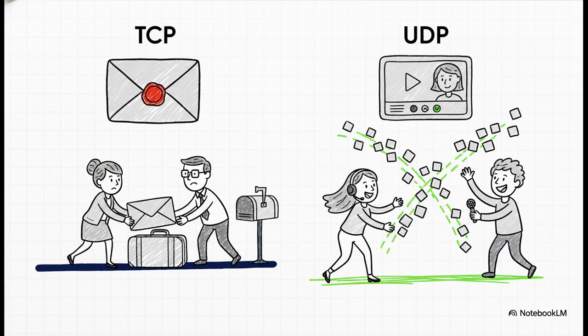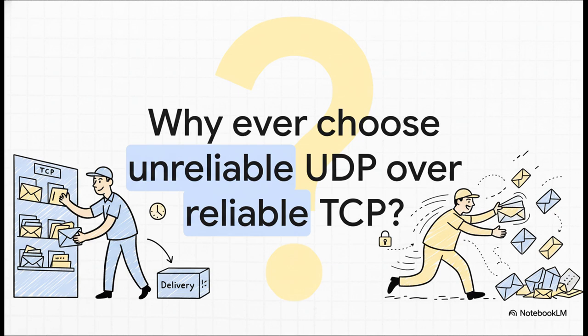You want UDP. And that really leaves us with the central question of the entire transport layer. If TCP is the reliable one, the one that guarantees delivery, why in the world would a developer ever choose the unreliable option? Well, as we've just seen, it all boils down to this fundamental trade-off between getting it perfect and getting it fast. And making that choice is what allows our modern internet to do all the amazing things it does.